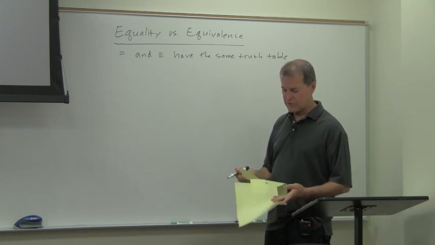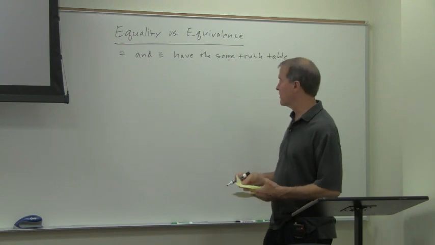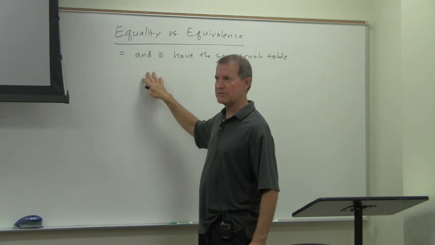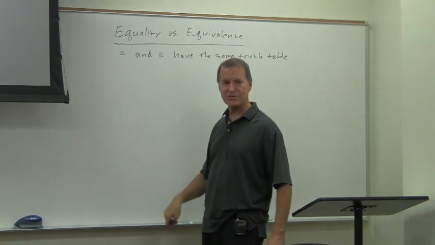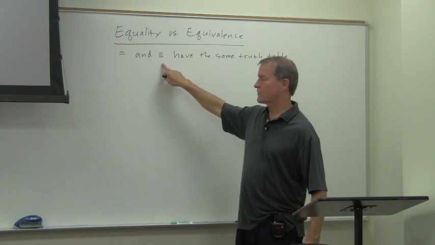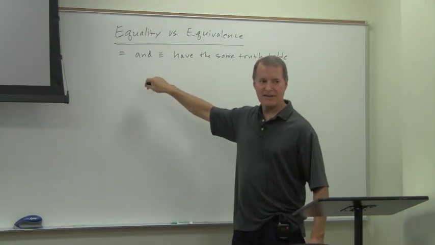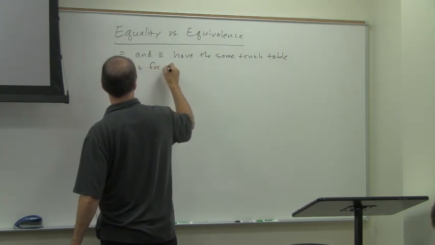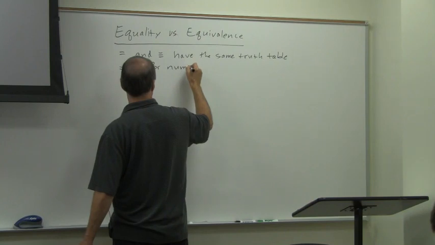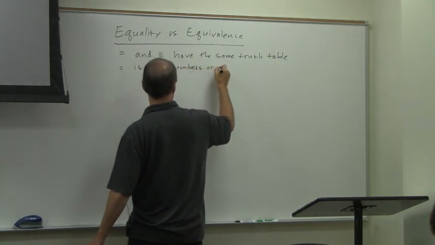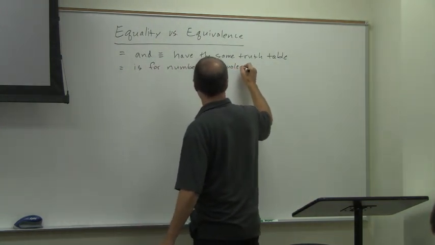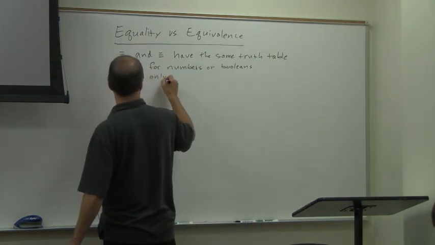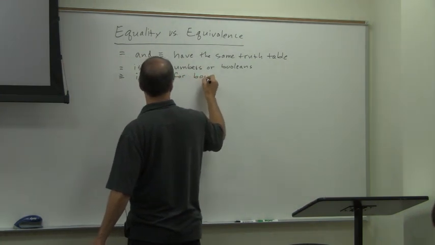Now actually there's one more thing that we need to remember. One of these is for Booleans and numbers and the other one is just for Booleans. Equivalence is only for Booleans. Equals is for Booleans and numbers. So let's say equals is for numbers or Booleans, whereas equivalence is only for Booleans.